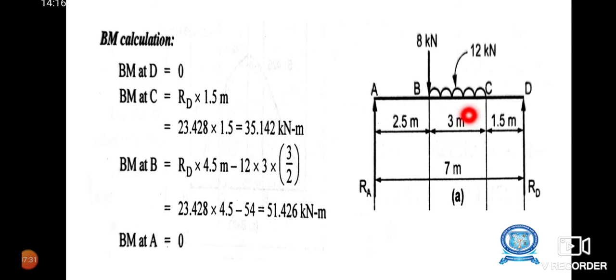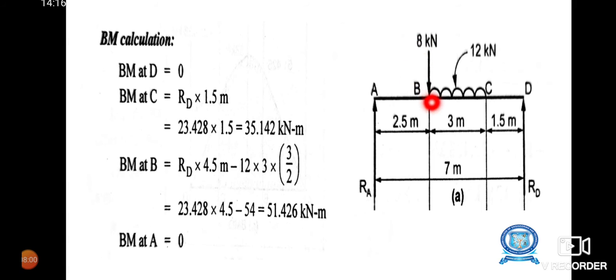Next, bending moment at point C. Point D has only the reaction force. So you multiply the reaction force with the distance between C and D, that is 1.5. So RD into 1.5 is equal to 35.142 kilonewton meter.